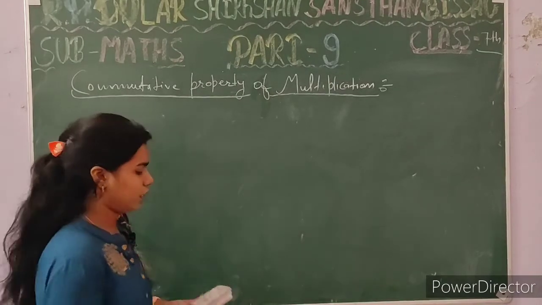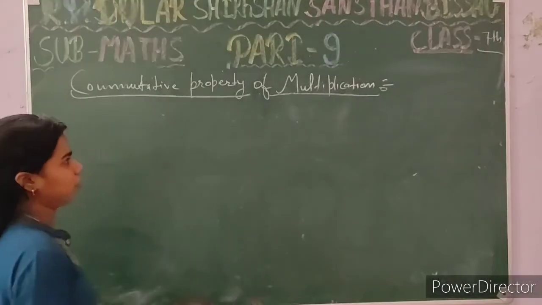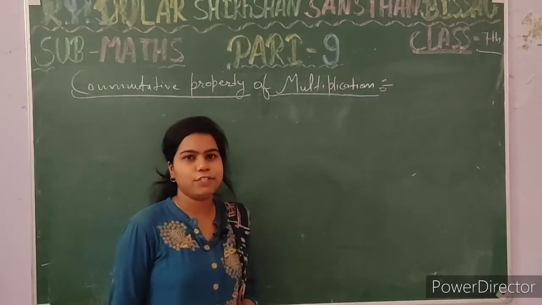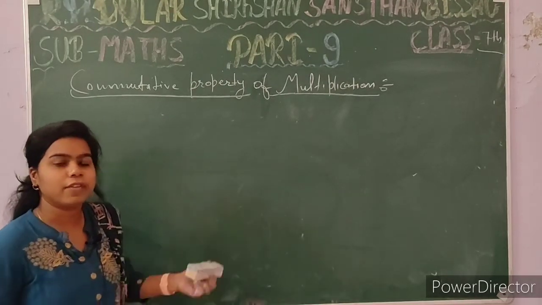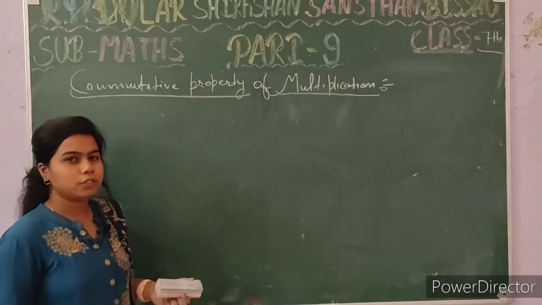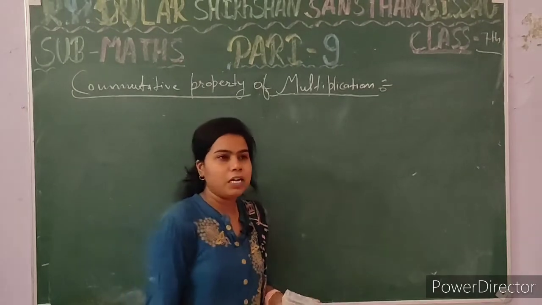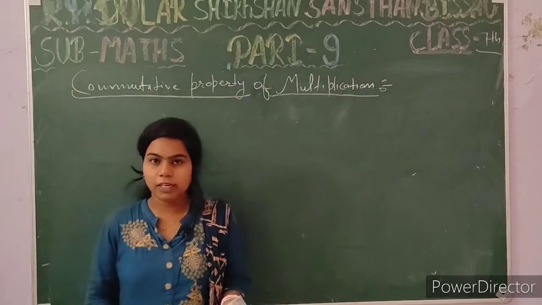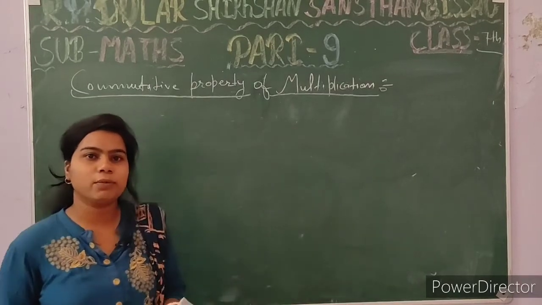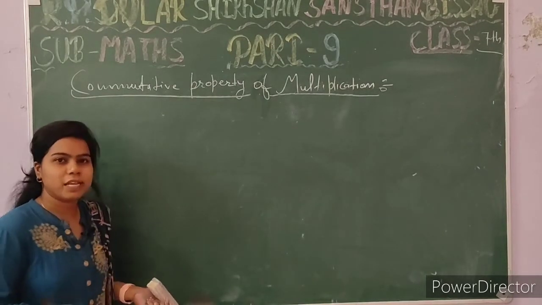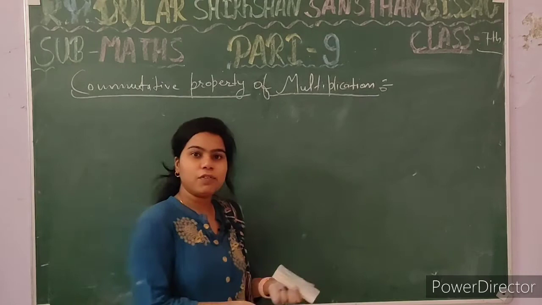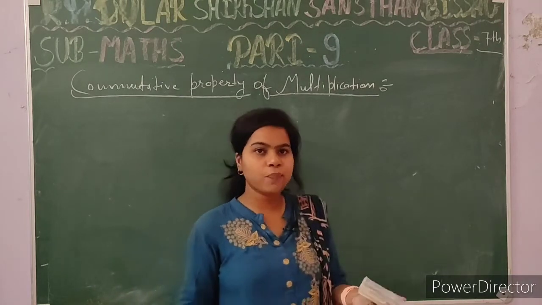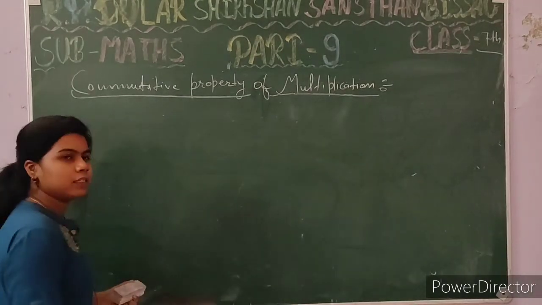Okay students, how do we say commutative property of multiplication, and what is the result? If we have two integers and we have to multiply both, what will be the answer if the first one is negative and the second one is positive, both are positive, both are negative, or the first is negative and the second is positive? Today's class I will explain in these ways.